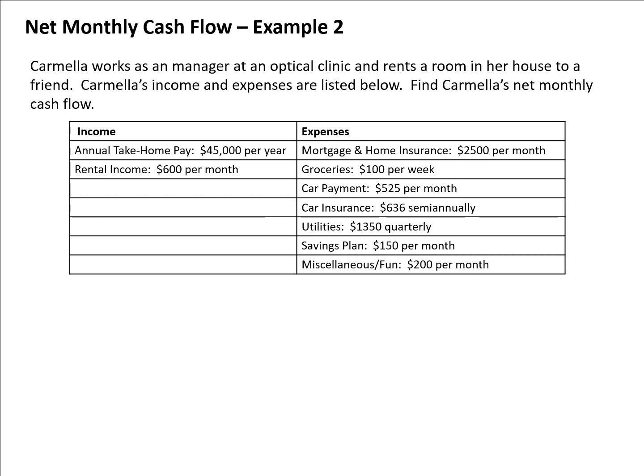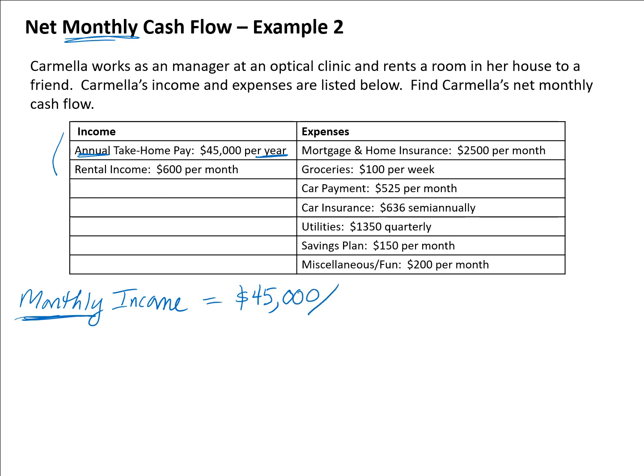All right, so we're going to start with income, and Carmela's monthly income comes from two sources. She's got a job, and then she rents a room in her house. Her annual take-home pay is $45,000 per year. Notice that's the annual take-home pay. We're after a monthly income, not the annual income. So we need to convert that yearly income to a monthly income. So $45,000 divided by 12 would give us how much she makes each month.